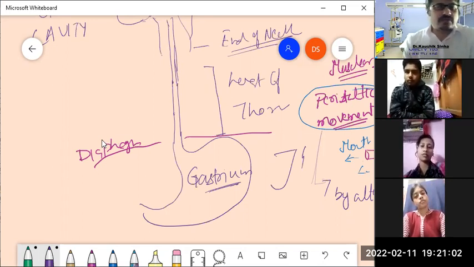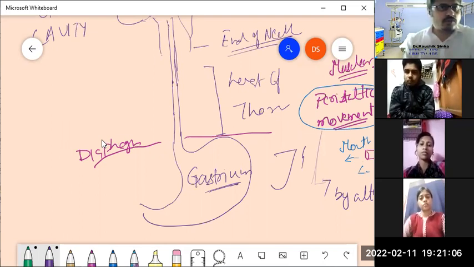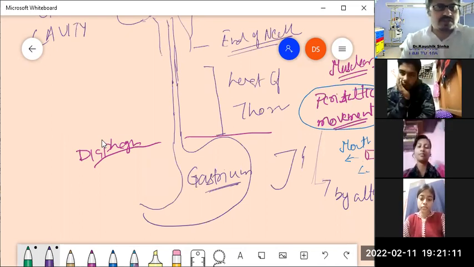You might have heard the word before, gastritis. Gastritis, a very common word. People, when they suffer from acidity, belchings, sour belchings, they often say that they're suffering from gastritis. It is basically the inflammation of this part, the stomach.